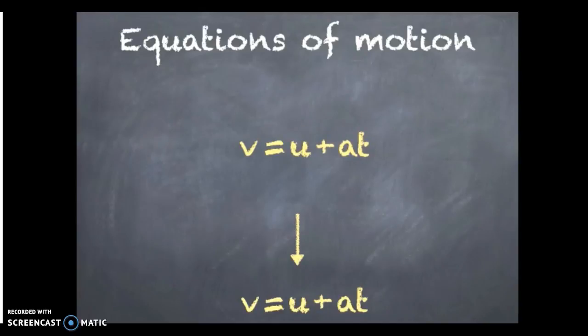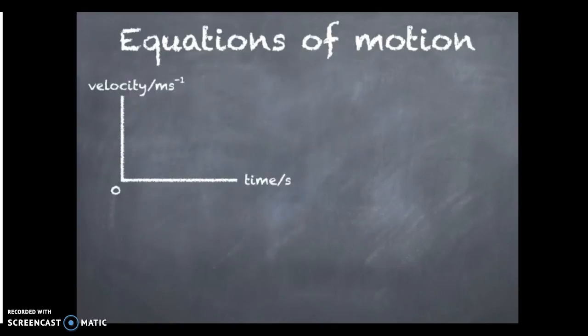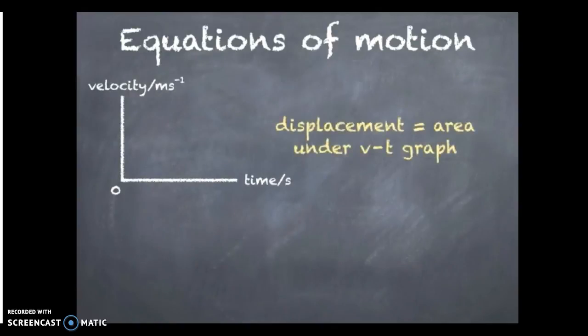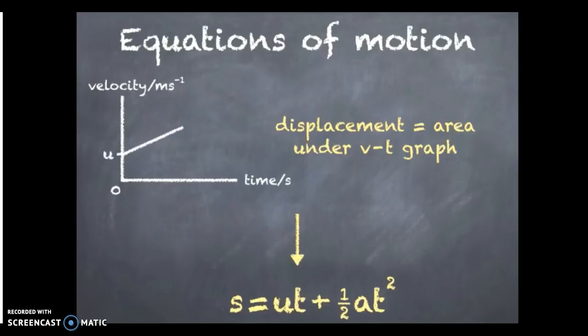Here's the second one. This one involves a velocity time graph, and something else we know from National 5, the displacement can be calculated by finding the area under the graph. We'll use this to derive the equation s equals ut plus half at squared. Imagine an object accelerating uniformly from initial velocity u to final velocity v in time t seconds. The displacement s is found from the area under the graph.